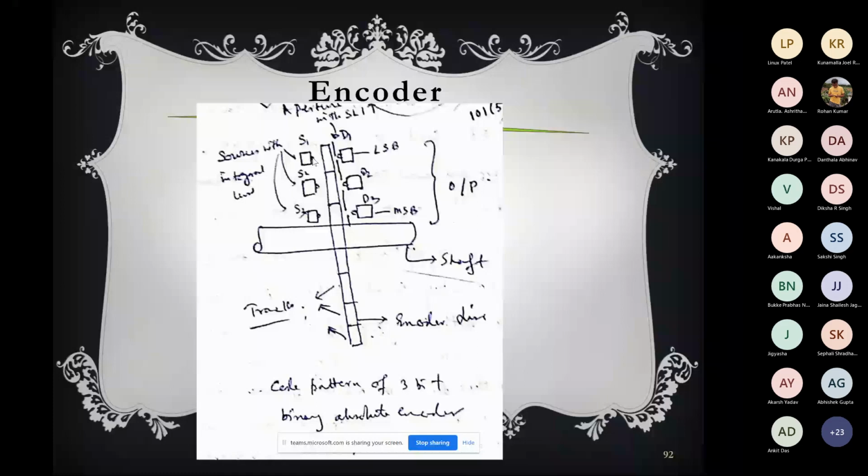So here you see we gave 3 tracks, but it is very rare, no encoder has 3 tracks because the resolution is very bad. Its resolution will be 45 degrees, and that is not acceptable. But suppose we have 10 to 12 bits; generally commercially available encoders have 10 to 12 bit output, as I was saying. Then what will be the resolution? It will be 360 by 2 to the power 10. It will be very, very good resolution.